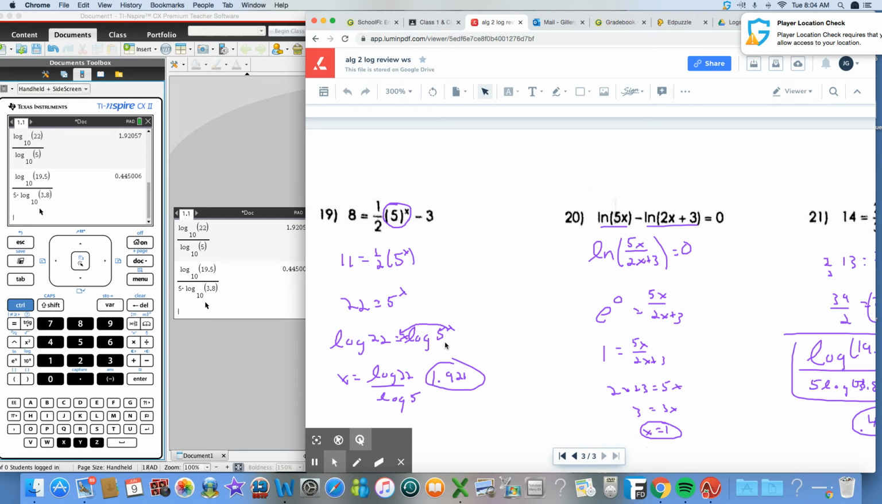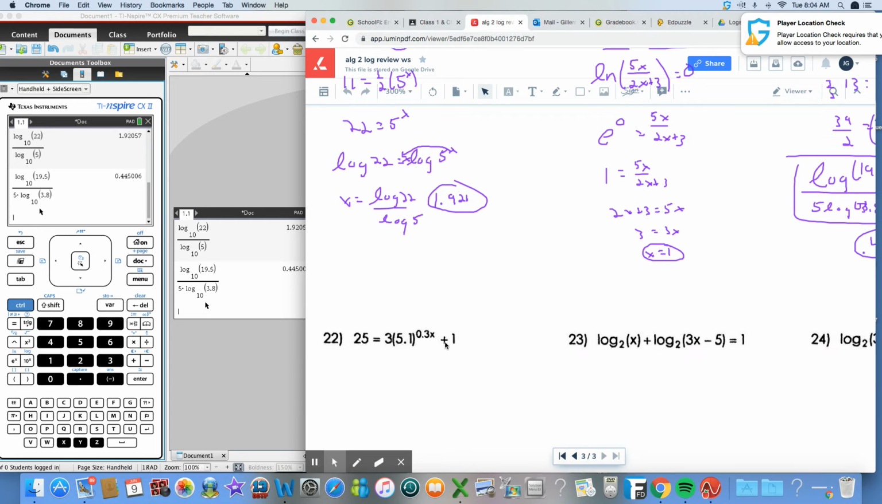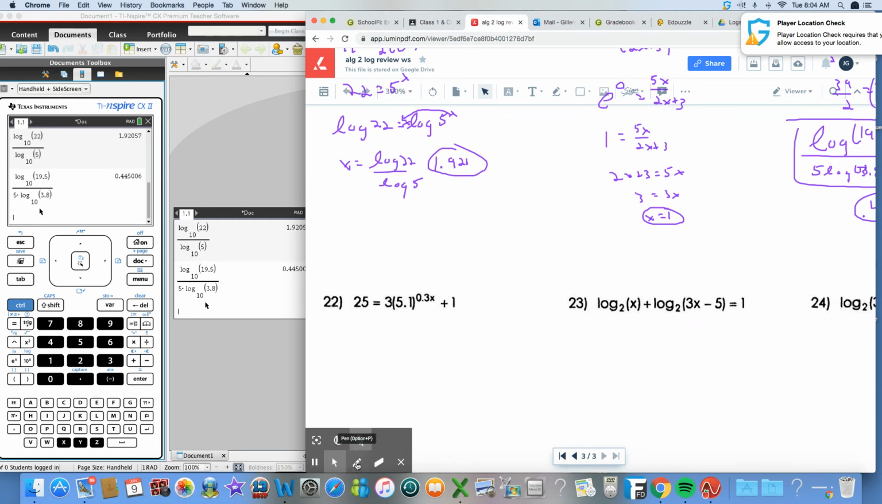Where is it? Here. All right, another exponential. All right, get it by itself. So I get 24 equals, so that's gone, equals this. I'm going to divide by 3. So I get 8 equals 5.1 to the 0.3x. All right, add a log to both sides. Log of 8 equals 3x log of 5.1.